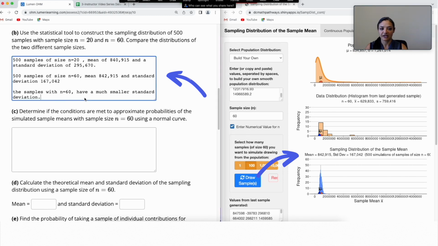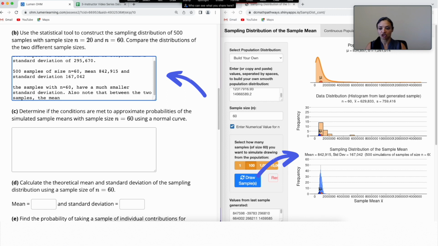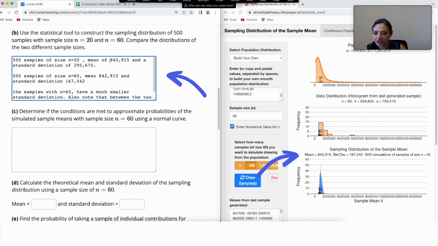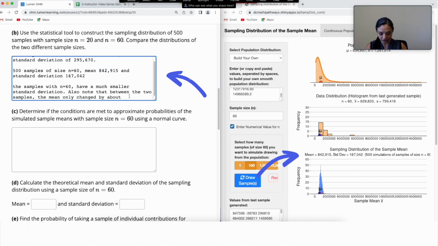The other thing we can note is that between the two samples, these 500 samples, the mean didn't change much. The mean only changed by about 2,000. Let's just double check. So here we had about 840,000, and then here 842,000. So there wasn't a whole lot of change in the mean, but there was definitely a big change in the standard deviation.